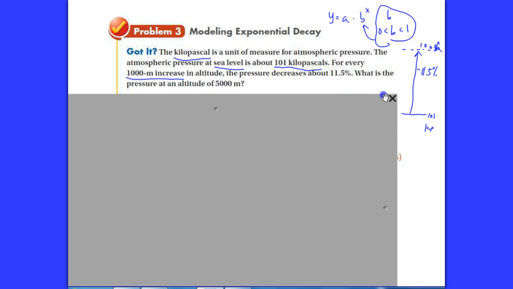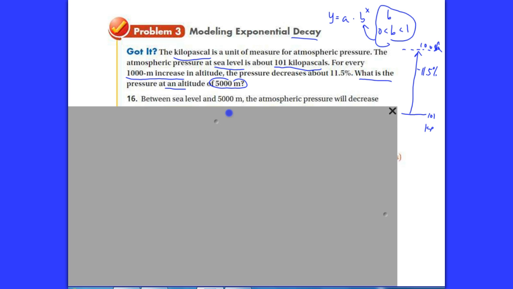Okay, so it says, what is the pressure at an altitude of 5,000 meters? All right, so you go up the first 1,000 meters, it goes down 11.5%, and so that's a smaller number, and then that decreases another 11.5%. So you have an exponential decrease or an exponential decay here, because the new decrease depends on the new value as you go up above sea level per 1,000 meters.